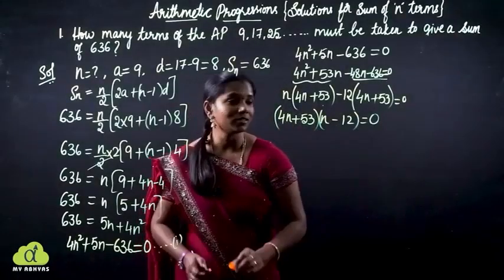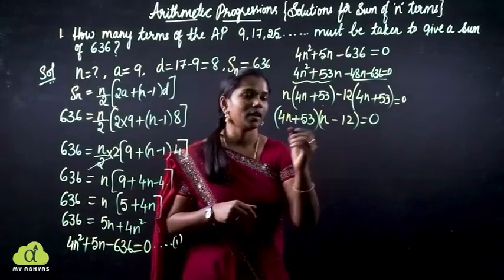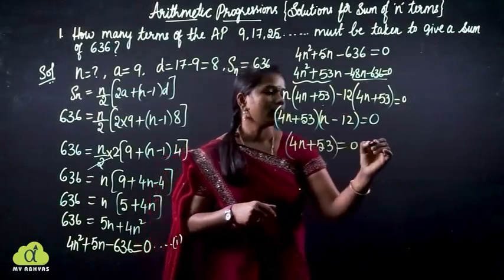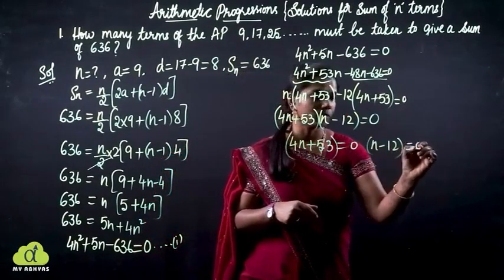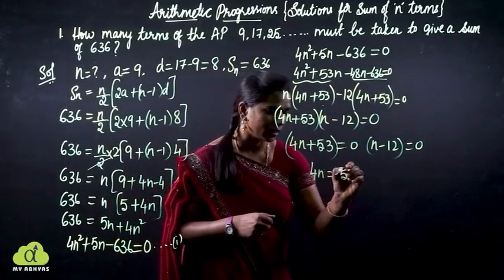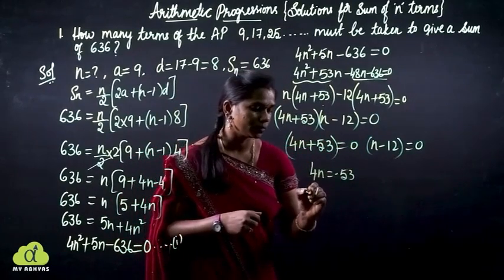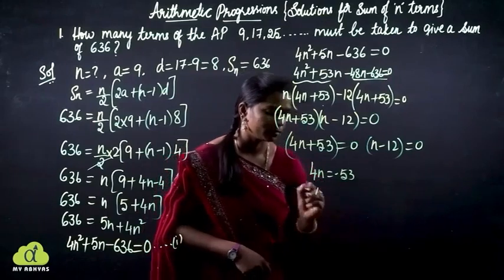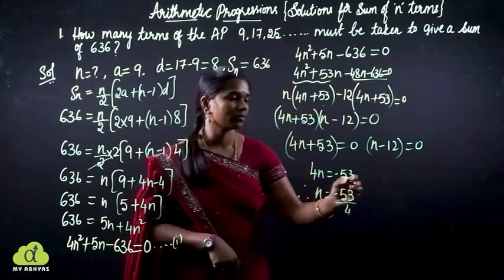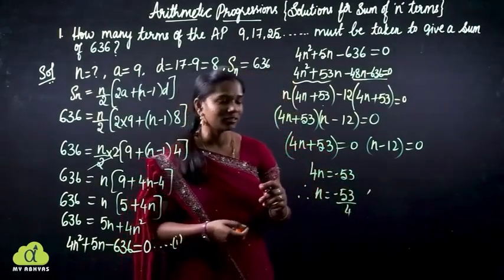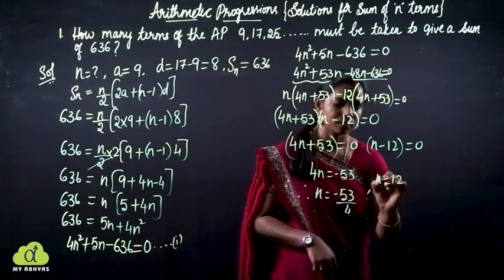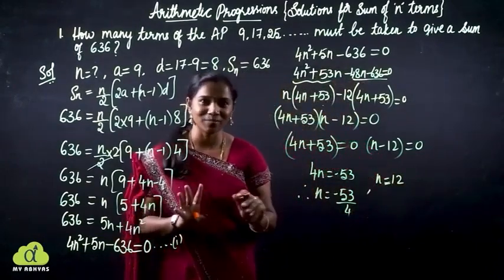So what is the value of n you got? Yes, you cross check now. It is 4n plus 53 is equal to 0 and n minus 12 is equal to 0. So what is the next step? It is 4n is equal to minus 53 and then therefore n is equal to minus 53 divided by 4. Yes? Thinking, ma'am, here we have got two values. Yes. Let us discuss. Don't worry. Here again n is equal to 12.